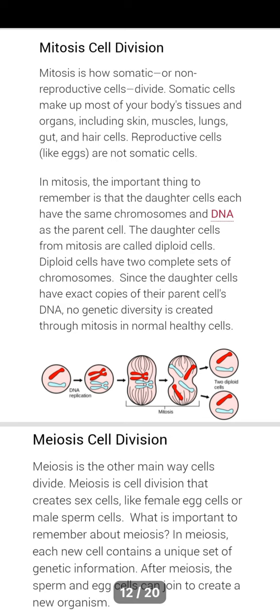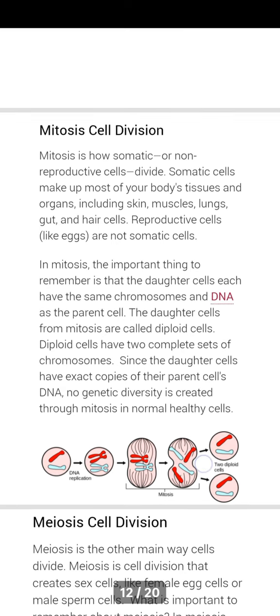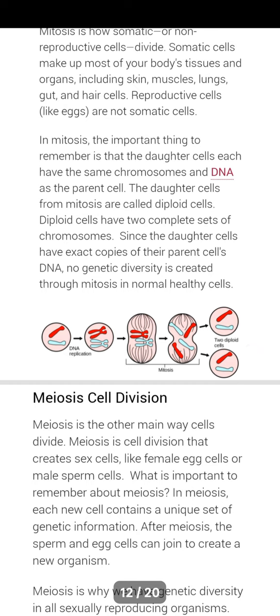Then we'll talk to you right now. Okay, so this is mitosis. Let's see what is a meiosis cell. Meiosis occurs in reproductive cells. Reproductive means the sperm, that is the male one, and the egg, the female one.